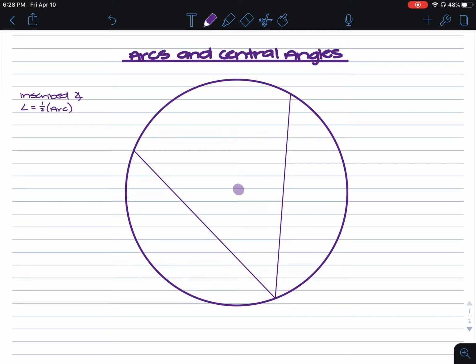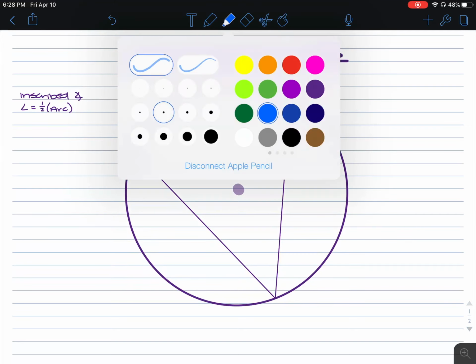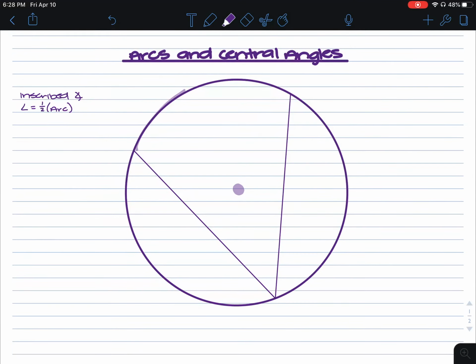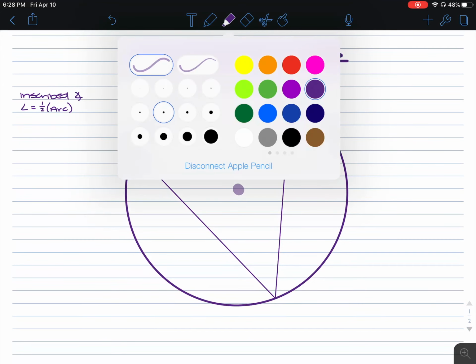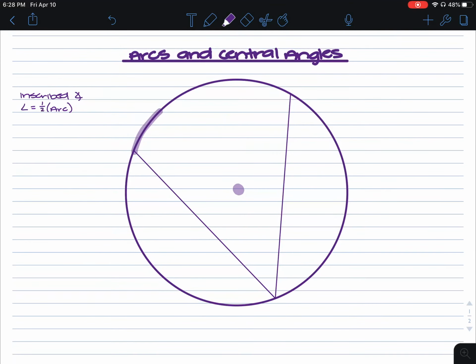If I had my arc, so again, let's go a little bigger, my arc is this piece here. Let's say that was 140. If I'm given that that's 140 degrees, I want to find what this part is here. I want to find that inscribed angle. It's an inscribed angle because it is inside of my circle.